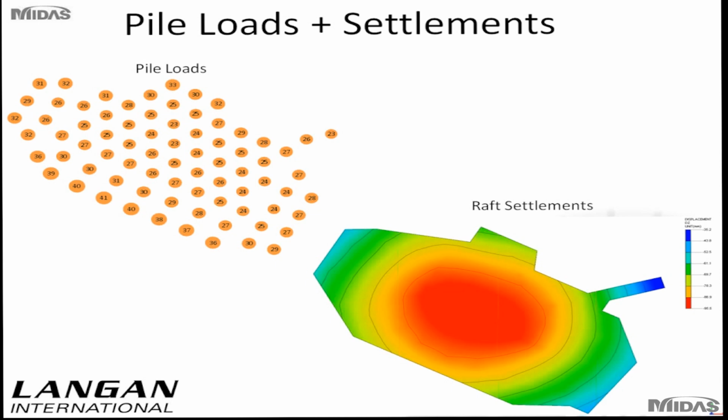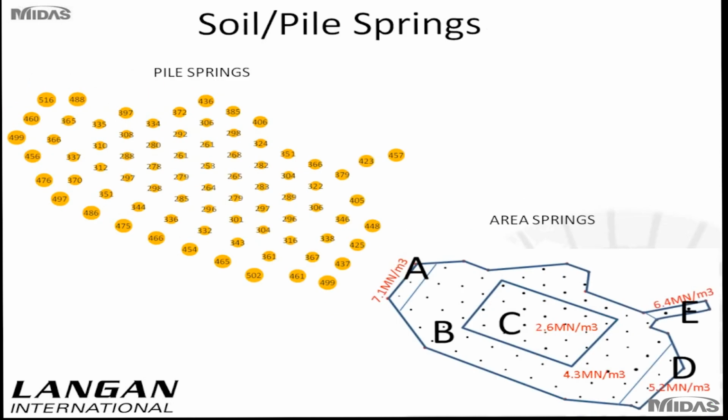Again, this is some of the results you get. Pile loads on the left to determine pile springs, and raft settlements on the right to help determine area springs. And this is something you would give to the structural engineer. On the left-hand side, we see the pile springs, with some of the springs at the edges being almost twice as high as some of the springs at the center.